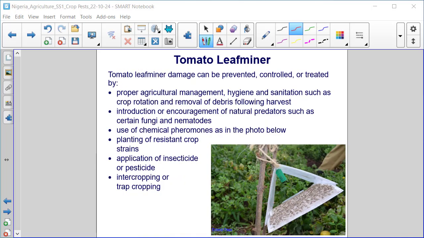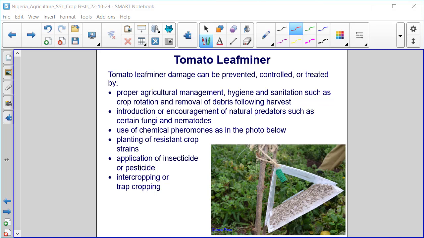Tomato leaf miner damage can be prevented, controlled, or treated by proper agricultural management, hygiene, and sanitation, such as crop rotation and removal of debris following harvest. Introduction or encouragement of natural predators, such as certain fungi and nematodes. Use of chemical pheromones, as in the photo below. Planting of resistant crop strains.